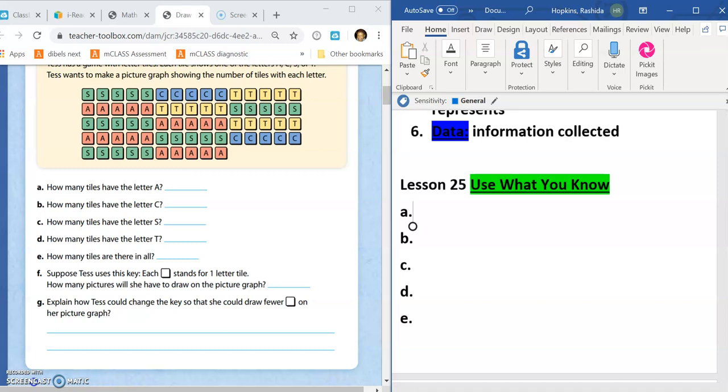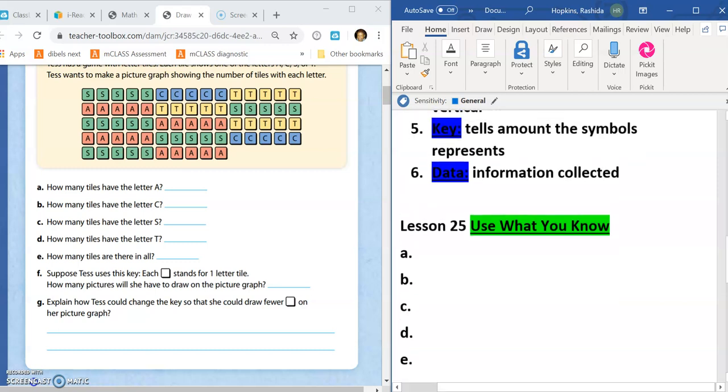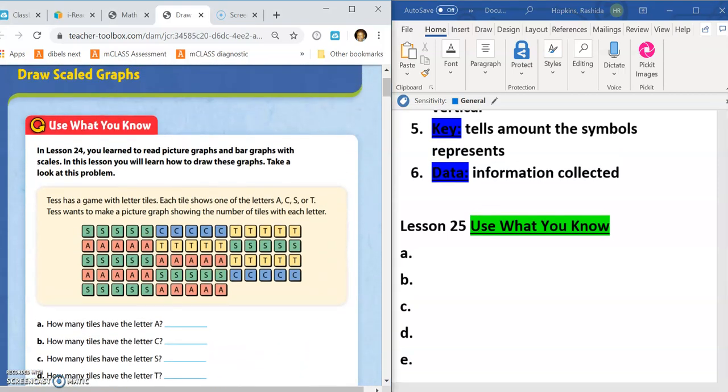Now, what we need to do is go ahead and dive right into lesson 25, starting with use what you know. In lesson 24, you learn to read picture graphs and bar graphs with scales. In this lesson, lesson 25, you will learn how to draw these graphs. Take a look at this problem.